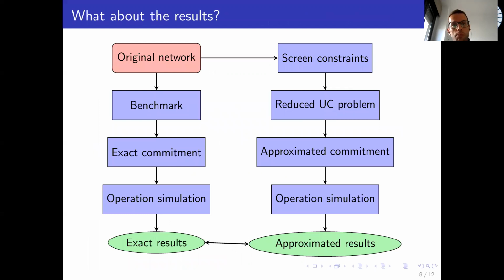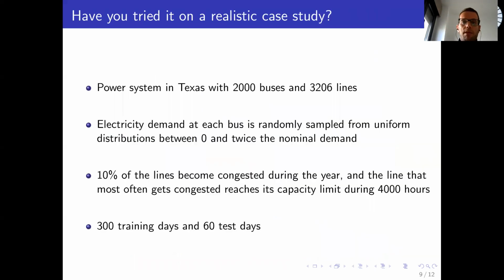We are going to compare all these methods. Basically, we have the original network and we solve the benchmark model and the exact commitments are determined. And then we run some simulation just fixing the binary variables, and then we get the exact results. Or on the other hand, we can screen the constraints. We solve a reduced unit commitment problem that's going to be faster than the benchmark. We have some approximated commitment decisions that we fix, and then we run the simulation solving an LP, and then we get some approximated results, and then we compare and see what happens.